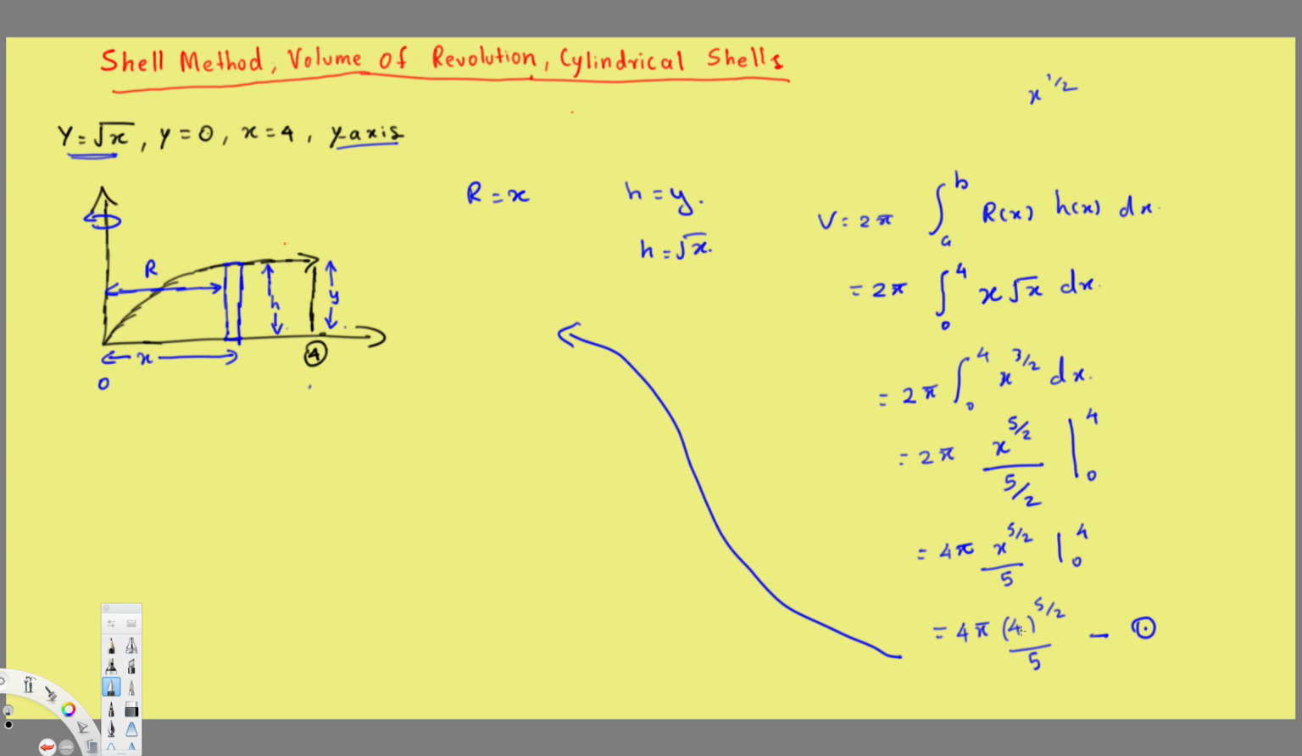Also, if you notice, 4 to the power 5 by 2, we can write that as 4 to the power half, to the power 5, same thing. And power half means square root of 4, that is equal to 2, so we can replace this with 2. So this is going to be 4π times 2 to the power 5 divided by 5, and 2 to the power 5 is 32, so 4π times 32 divided by 5, and 32 times 4 is 128, so 128π divided by 5, and that is the answer for this question, and that is the volume.